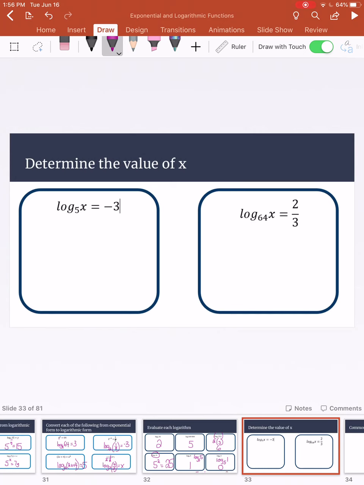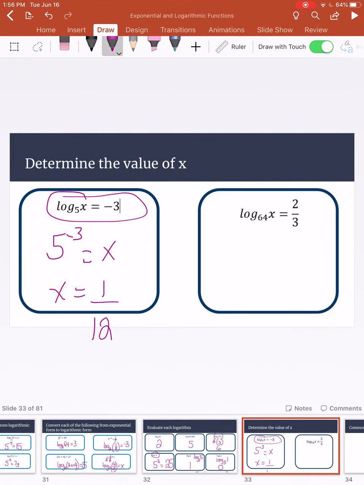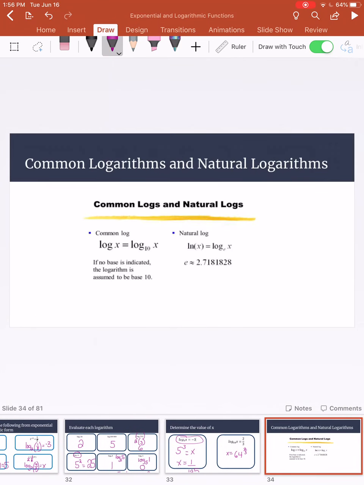Okay, so now we're going to go ahead and solve these and figure out x. So in this first question, I'm actually going to convert this to exponential form to solve for x. My base is 5, my exponent is -3, and it all equals my argument, which is x. Now I'm going to type that in my calculator, and I end up with 1 over 125. The next one, my argument is x, my base is 64, and my exponent is 2 over 3. If I type that in my calculator, I'd end up with 16.